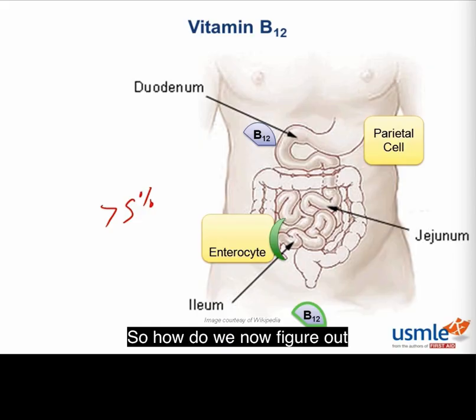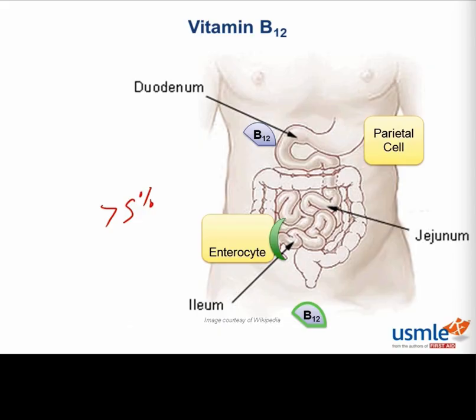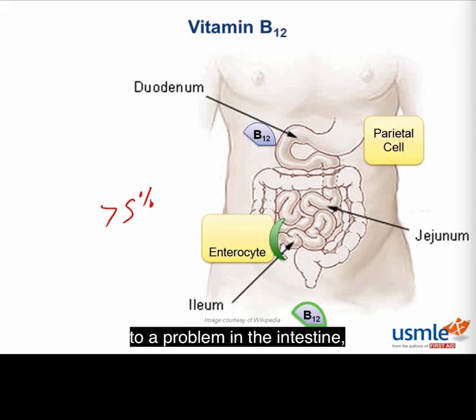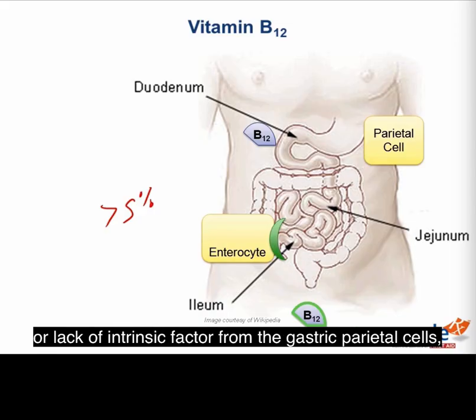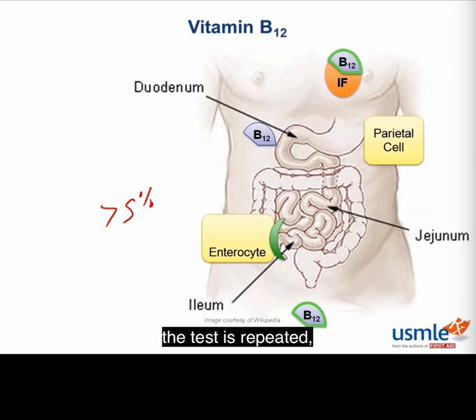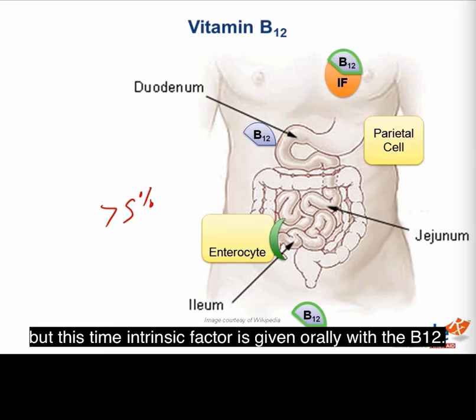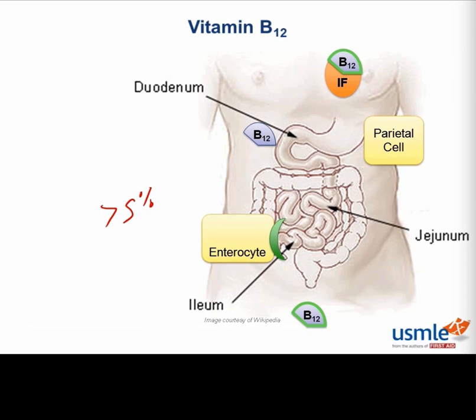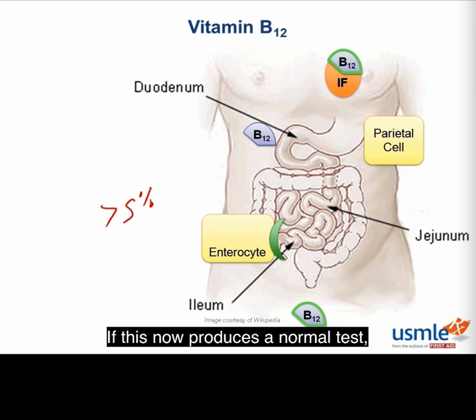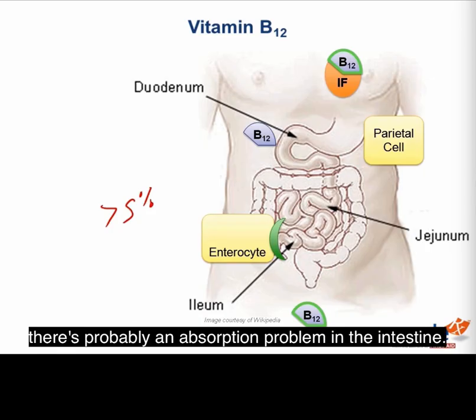So how do we now figure out why the patient isn't absorbing B12? Well, to determine whether this is due to a problem in the intestine or lack of intrinsic factor from the gastric parietal cells, the test is repeated, but this time intrinsic factor is given orally with the B12. If this now produces a normal test, it means the patient has pernicious anemia, whereas if it's still abnormal, there's probably an absorption problem in the intestine.